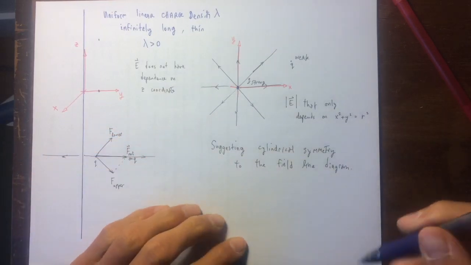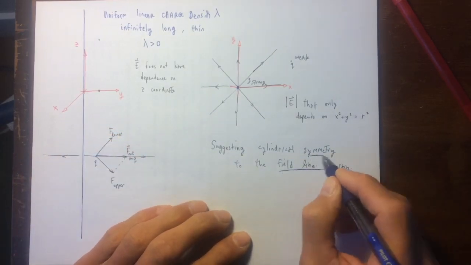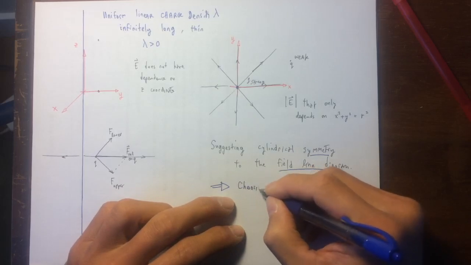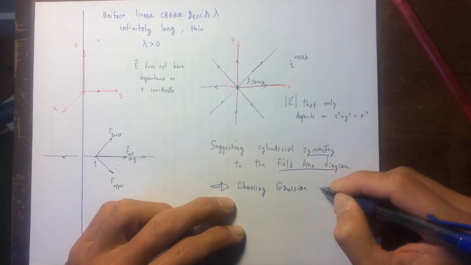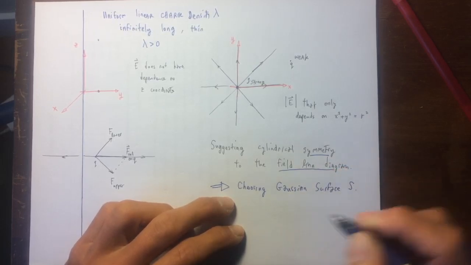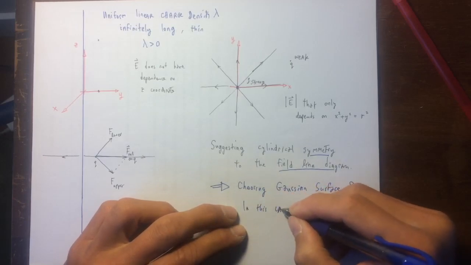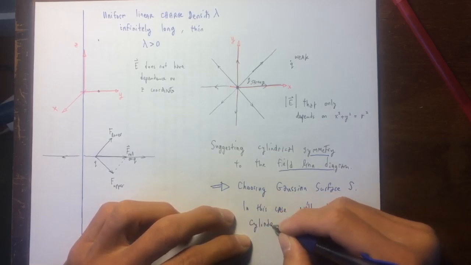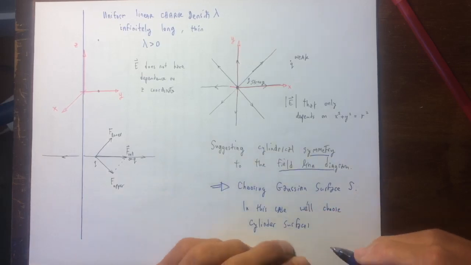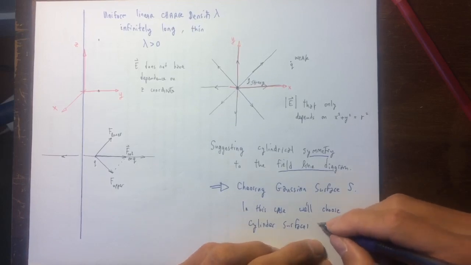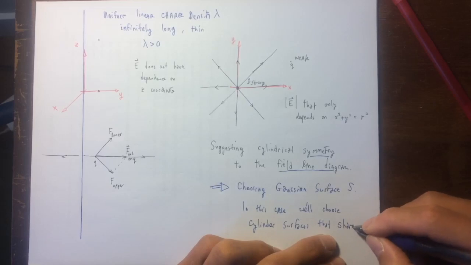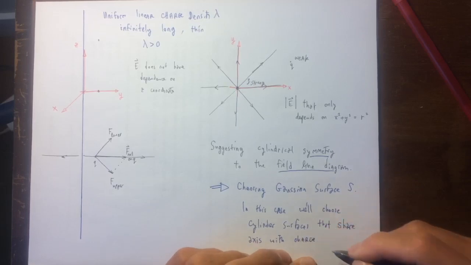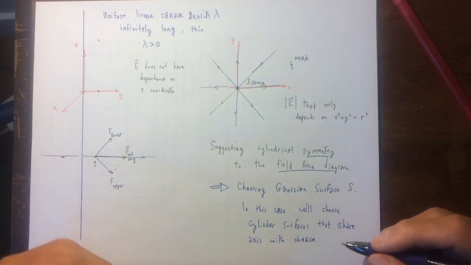And what you want to learn is that if you discover a symmetry of the field line diagram, you can carry this symmetry over to choosing a Gaussian surface S. And in this case, we'll choose cylinder surfaces, but not just that. These cylinder surfaces will share the axis with the charge, right? So they're going to be centered around the charge.